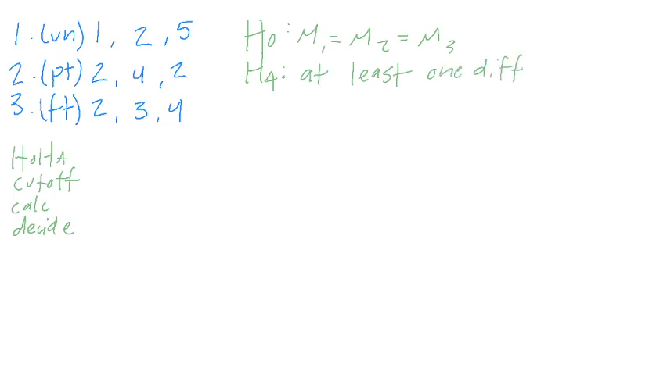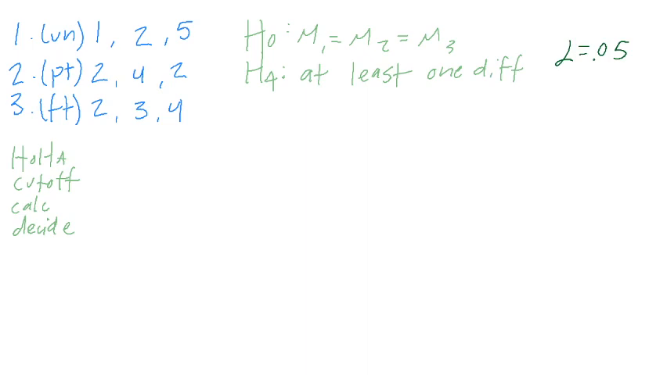That means maybe there's a difference between unemployed and part-time people. Maybe there's a difference between unemployed and full-time people, maybe between part-time and full-time, but we're not specifying. It gets complicated very quickly, especially if we have more than 3 groups. So we're going to keep it simple. Another way that we're going to keep it simple is for ANOVAs, we are only going to test at alphas of 0.05.